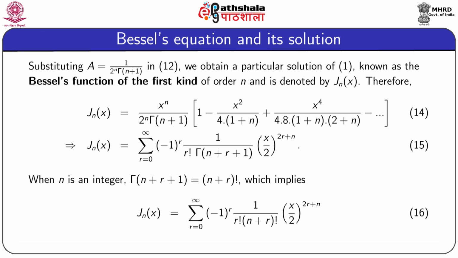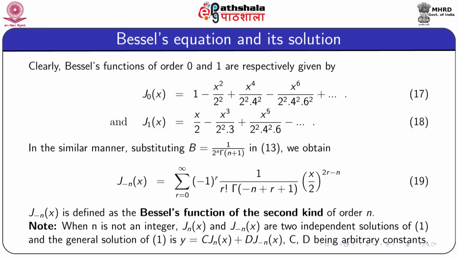When n is an integer, gamma n plus r plus 1 is equal to n plus r factorial, which implies the J n x can be simplified as summation r equal to 0 to infinity minus 1 whole to the power r 1 by r factorial n plus r factorial x by 2 whole to the power 2r plus n, given by equation 16.